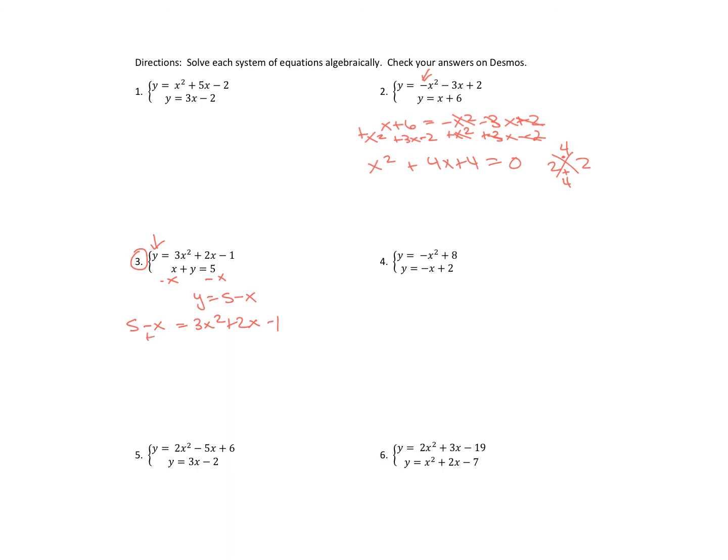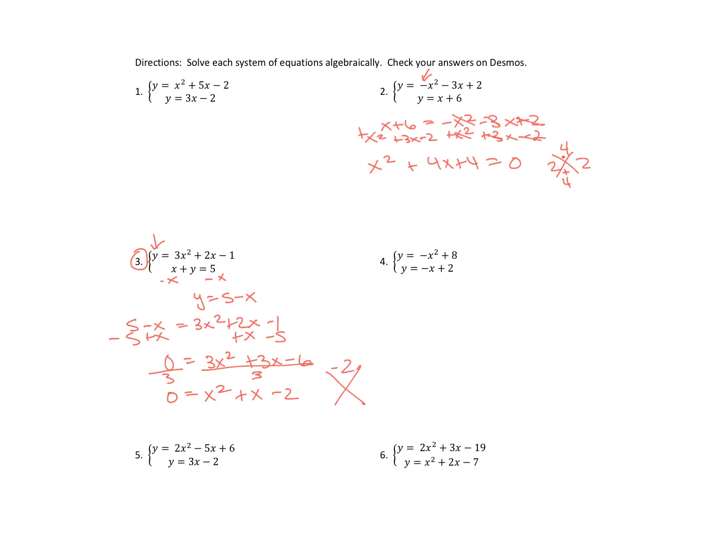So I'm going to add x over, I'm going to subtract 5 over, and I get 0 equals 3x² plus 3x minus 6. Now, before you start factoring, this isn't really a problem where your a is 3. In this problem, there's a GCF here. My GCF is 3. So I actually want to divide the entire equation on both sides by 3. And 0 divided by 3 is 0. And then divide by 3, I get x² plus x minus 2. This is really quick to factor.